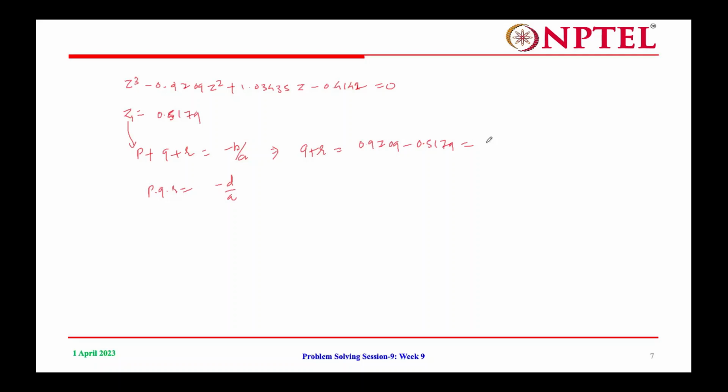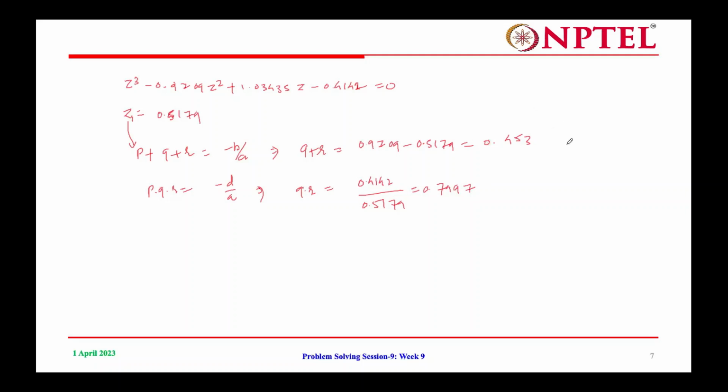So Q plus R equals 0.453. And for Q into R, the negatives cancel, so 0.4142 divided by 0.5179, which gives 0.7997, right?